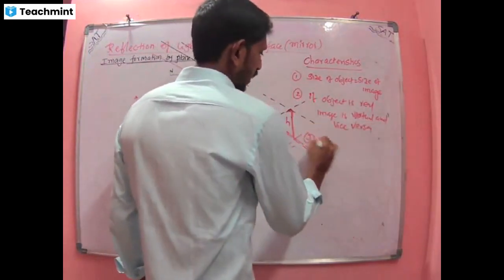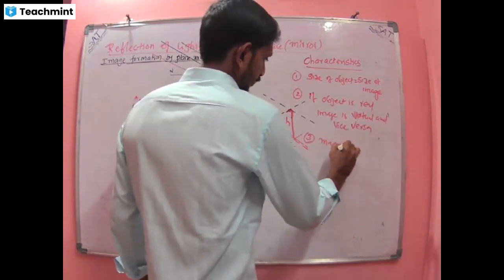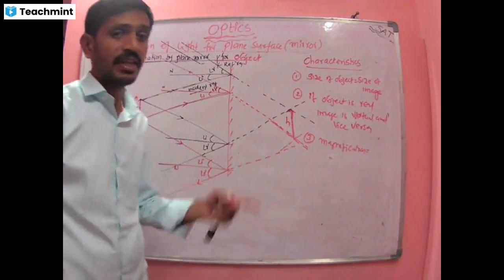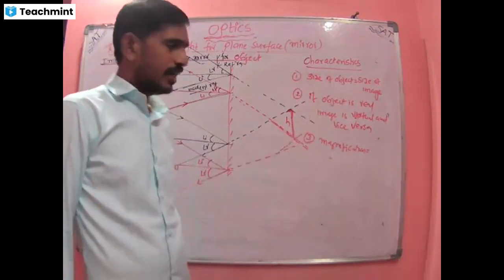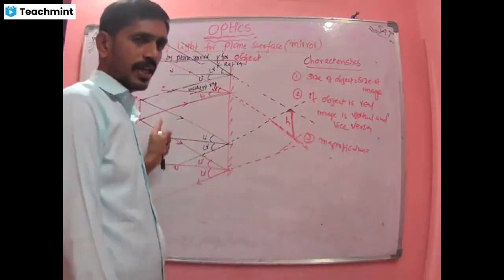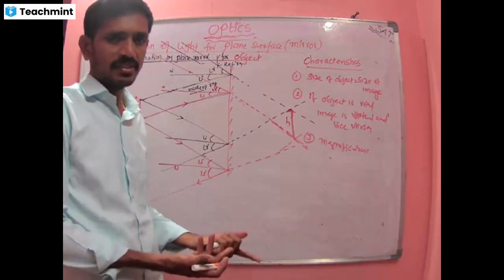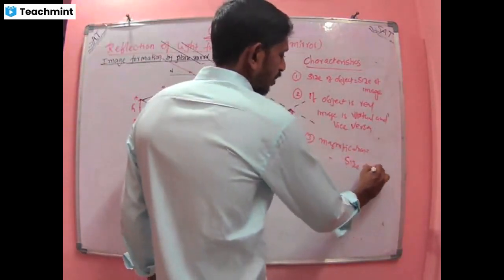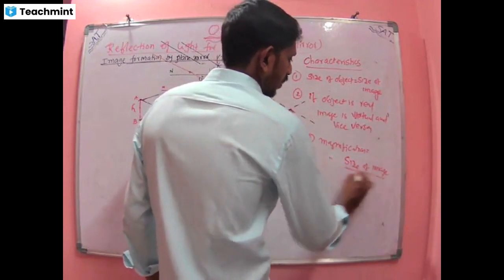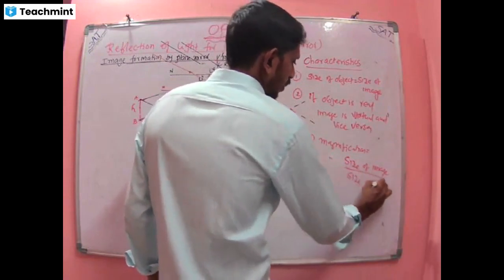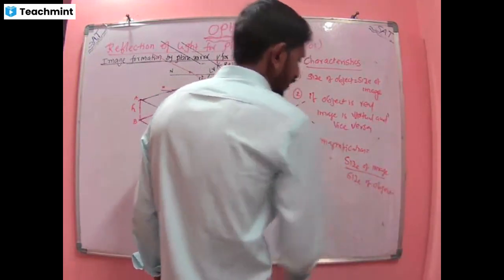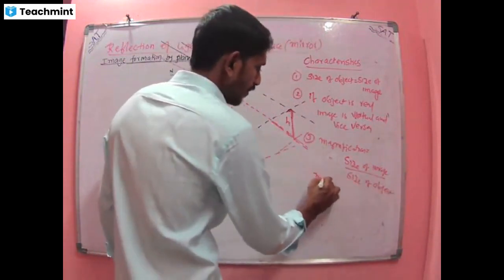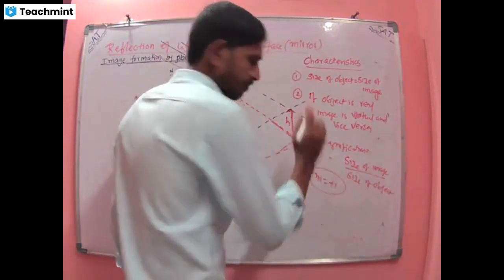Next, magnification. What is magnification? Magnification means we compare the size of the image with respect to the size of the object. Here the size of the image and the size of the object are both the same. That's why magnification is always one. I can write the formula: magnification equals size of image divided by size of object. Size of the image is equal to size of the object, both are the same. Therefore, magnification is equal to plus 1.